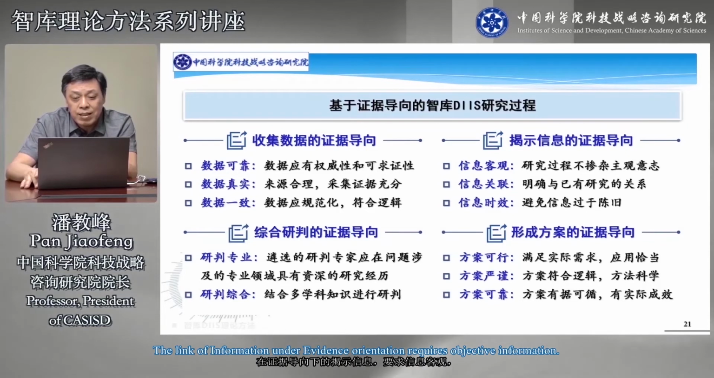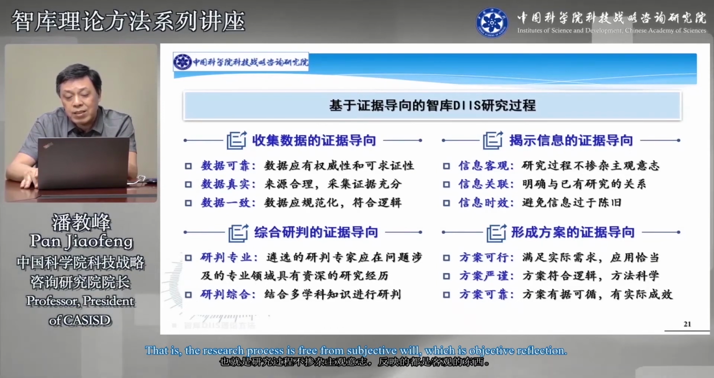The link of information under evidence orientation requires objective information. That is, the research process is free from subjective will, which is objective reflection.